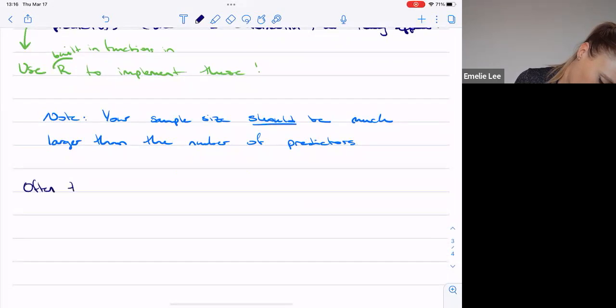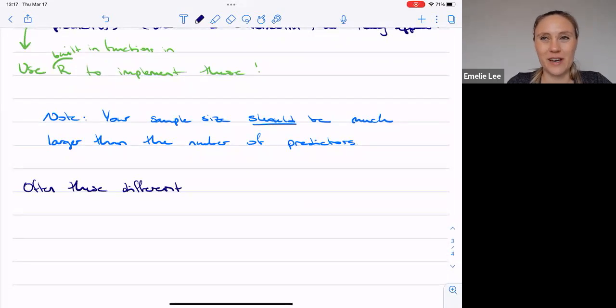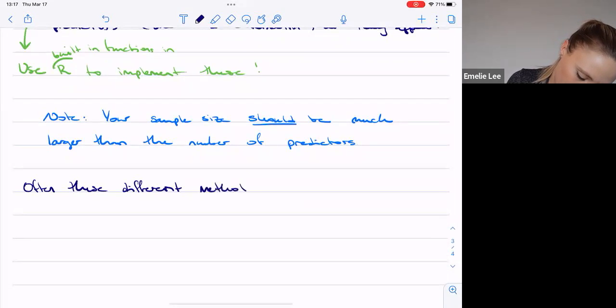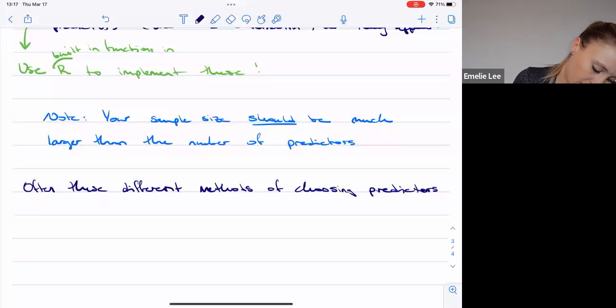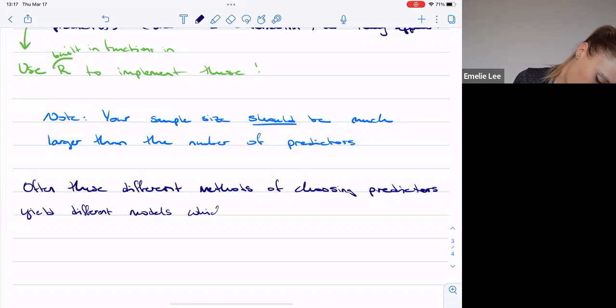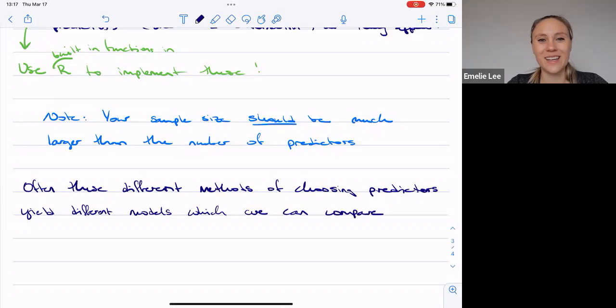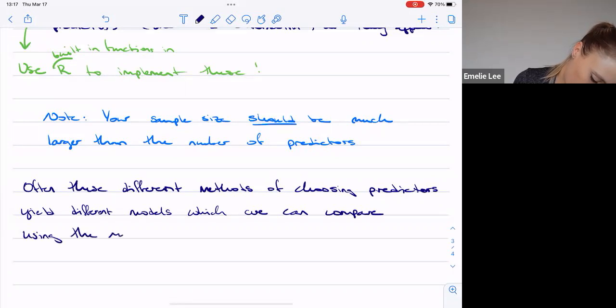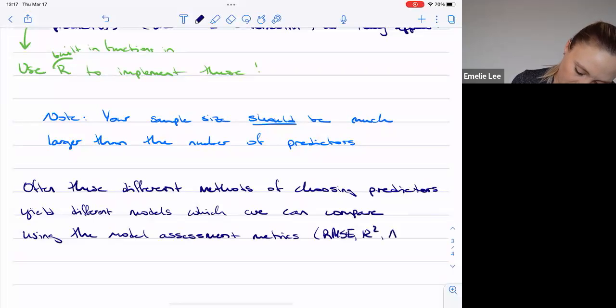Right, so often these different methods of choosing predictors yield different models, which we can compare using the model assessment metrics, right? The RMSE, R squared, AIC, etc.